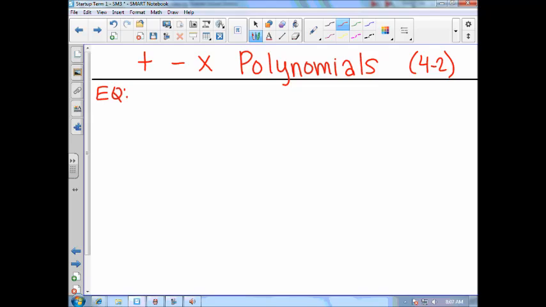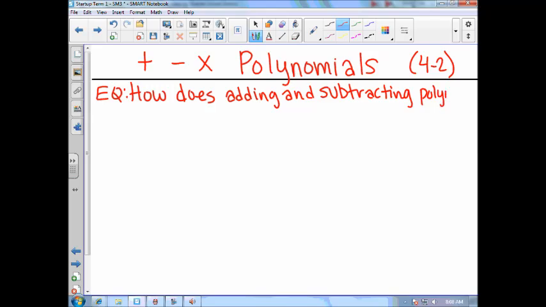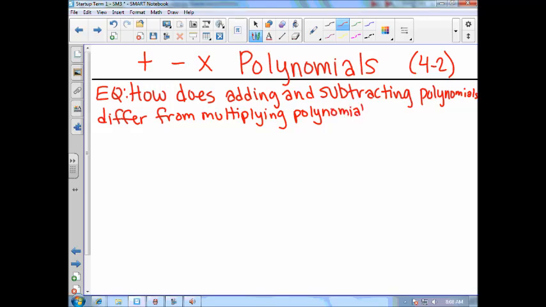Okay? So our central question: How does adding and subtracting polynomials differ from multiplying polynomials? That should actually be a question mark.